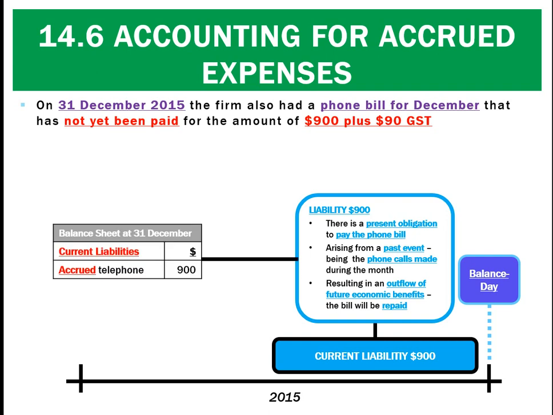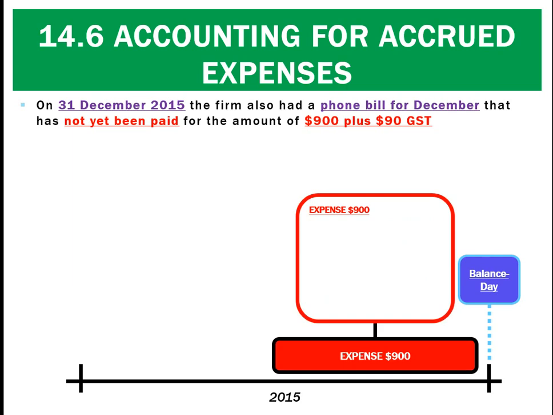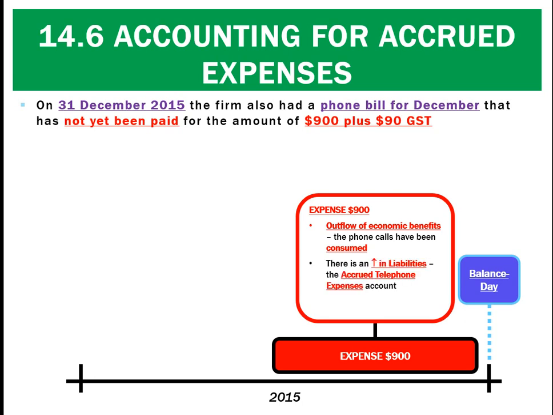So in our balance sheet, we'll show under current liabilities an item called accrued telephone expenses, $900. What we also need to do is increase our expense. So we've already recorded the $8,000 that we've paid. Now we better record the $900 that we've incurred but not yet paid. And that's an expense because there's been an outflow of economic benefits. We've consumed some phone calls. There'll be an increase in liabilities. In this case, the liability is called accrued telephone expenses. And there'll be an overall decrease in owner's equity.